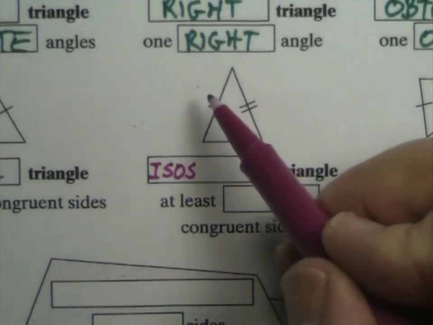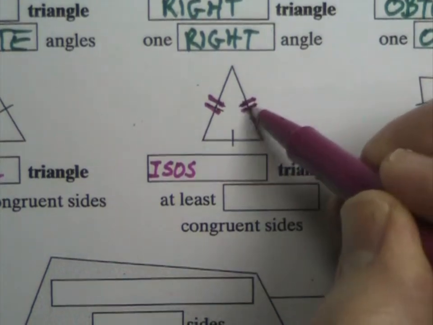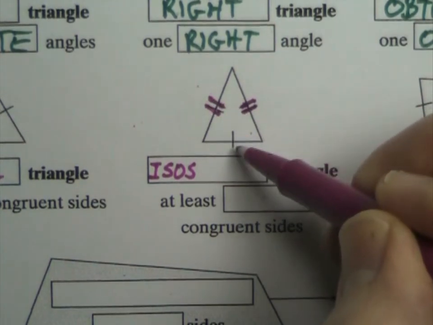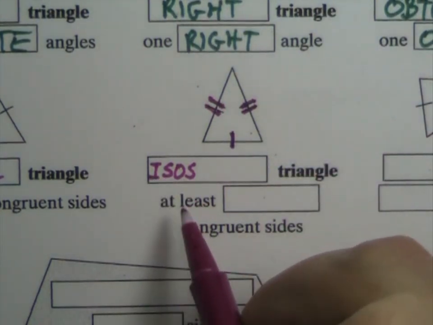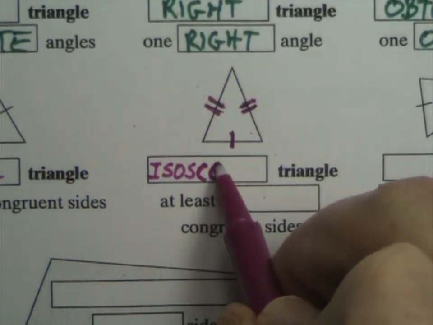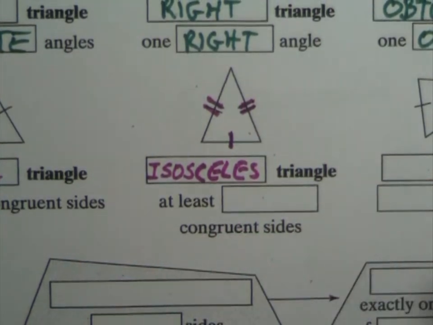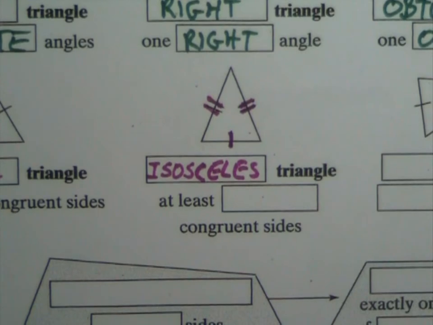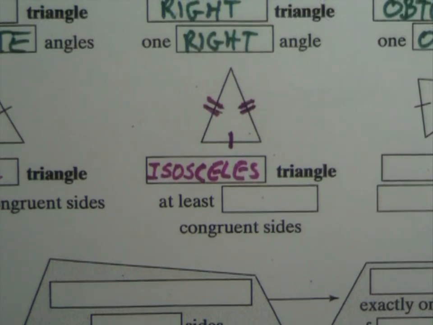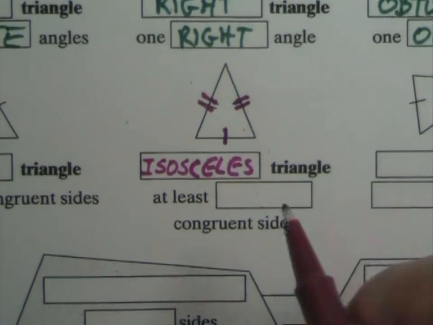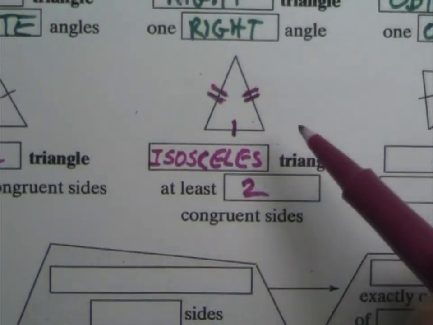Now, the next one, notice that there are only 2 sides that are the same. See these little marks right here? These 2 mean that these 2 sides are the same. It's not the same as this one that has 1 line on it, 1 hash mark. And they call this an isosceles. Isosceles. The C is silent. Isosceles triangle. And it has at least 2 congruent sides. So the other one had 3. This one has 2.